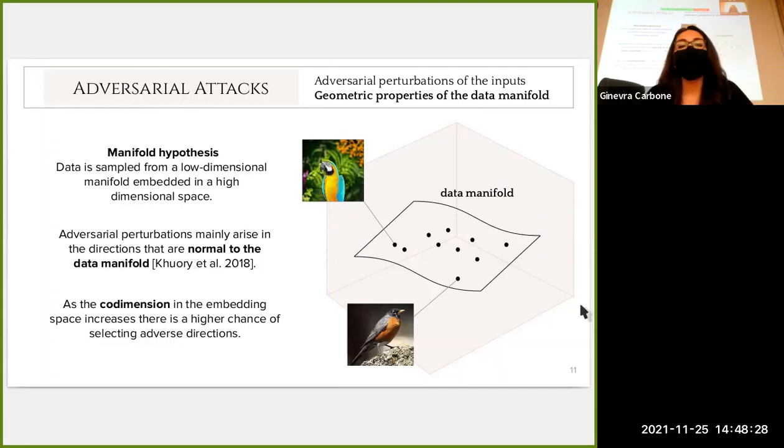So a first consideration that we make is that as the codimension between this low dimensional space and the embedding one increases, there is a high chance of selecting adversarial directions even randomly. So if we randomly take directions in this space, with high probability they are significant from an adversarial point of view. So this is the main property that we are leveraging in our techniques.